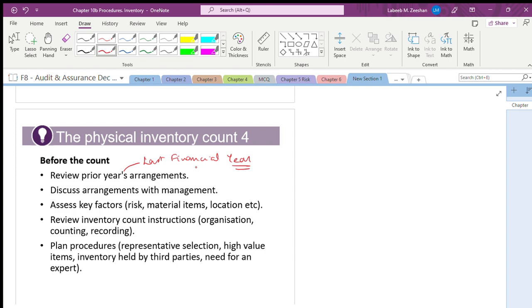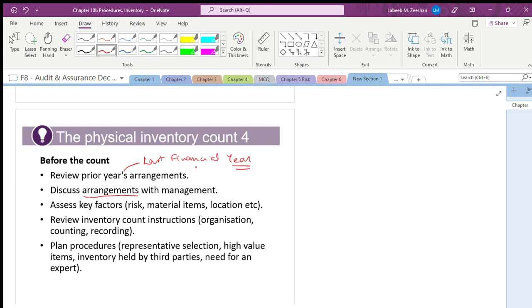As an auditor, you have the right to discuss the arrangements made for the external audit with the management. We are not concerned about the internal audit here. We are most concerned about the external audit.